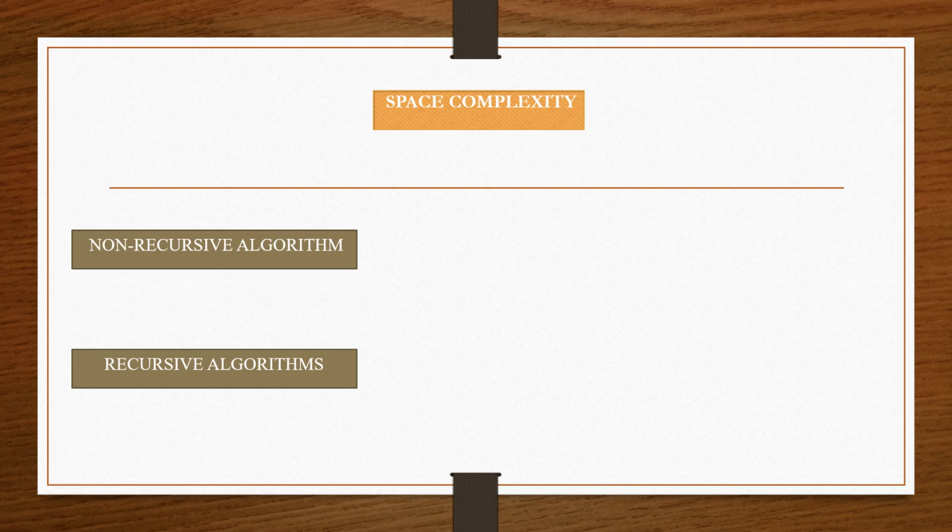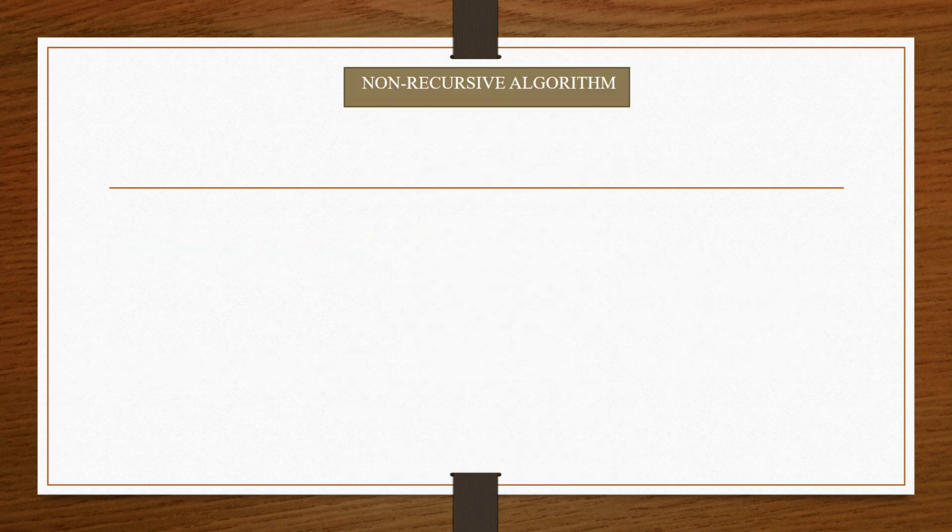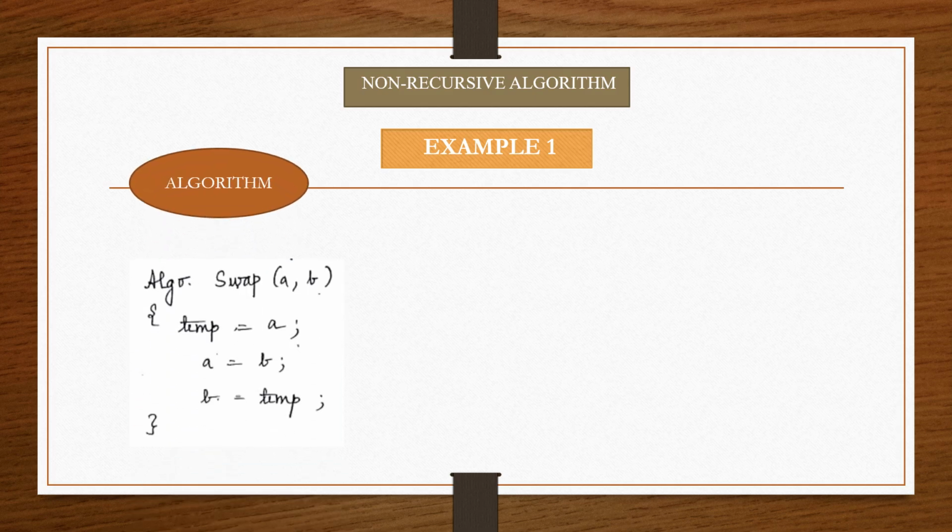So in the case of a recursive algorithm and a non-recursive algorithm, what is to be considered in the fixed and variable part? That is a big confusion. So for non-recursive algorithms, we will solve some examples to get a better idea. Consider this as an algorithm which is used for swapping two variables A and B.